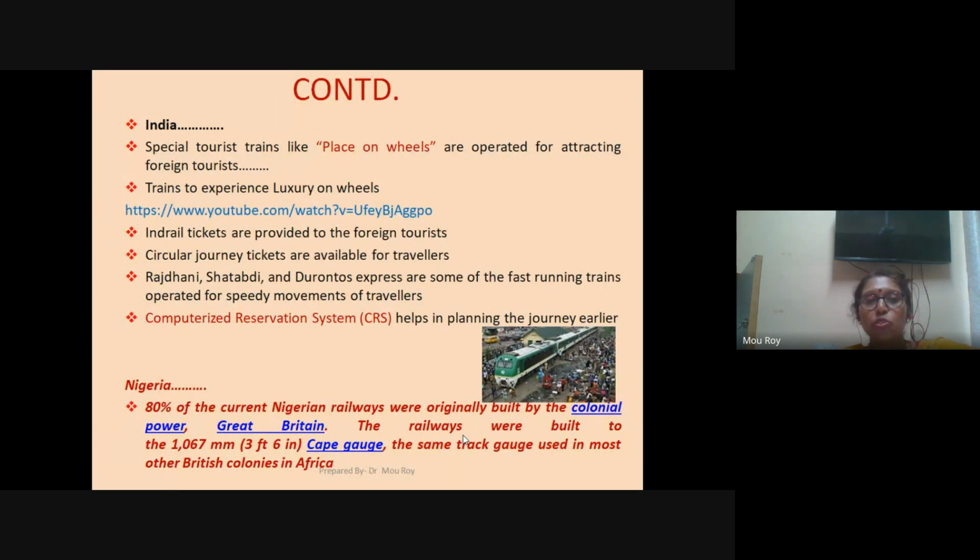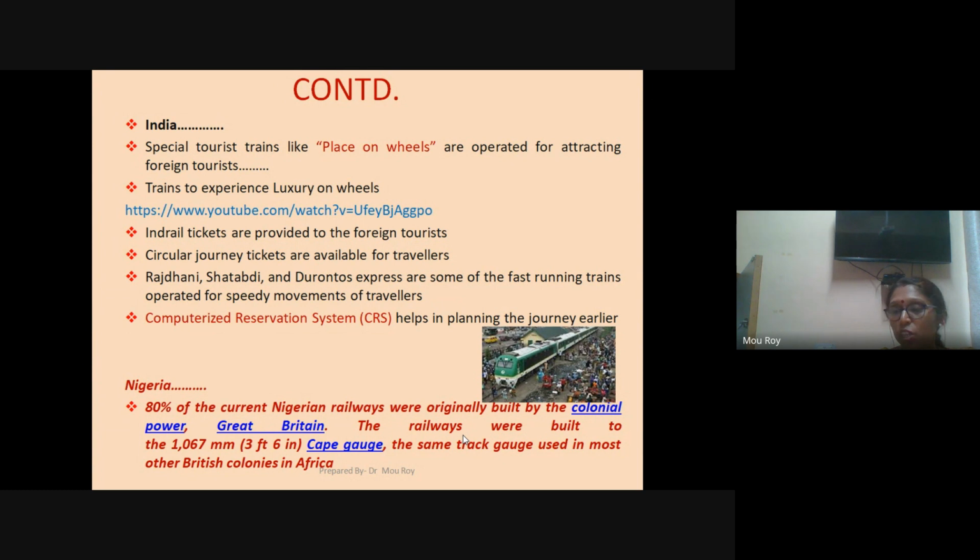Special tourist trains like Palace on Wheels are operated for attracting foreign tourists. Now we have around 5 to 6 trains operating, known as Palace on Wheels. The trains are like palaces, no less than a palace. Because it is very expensive, each ticket costs around 4 to 6 lakhs. So it's basically meant for attracting foreign tourists, and you have a luxury experience, and you can watch the website also.